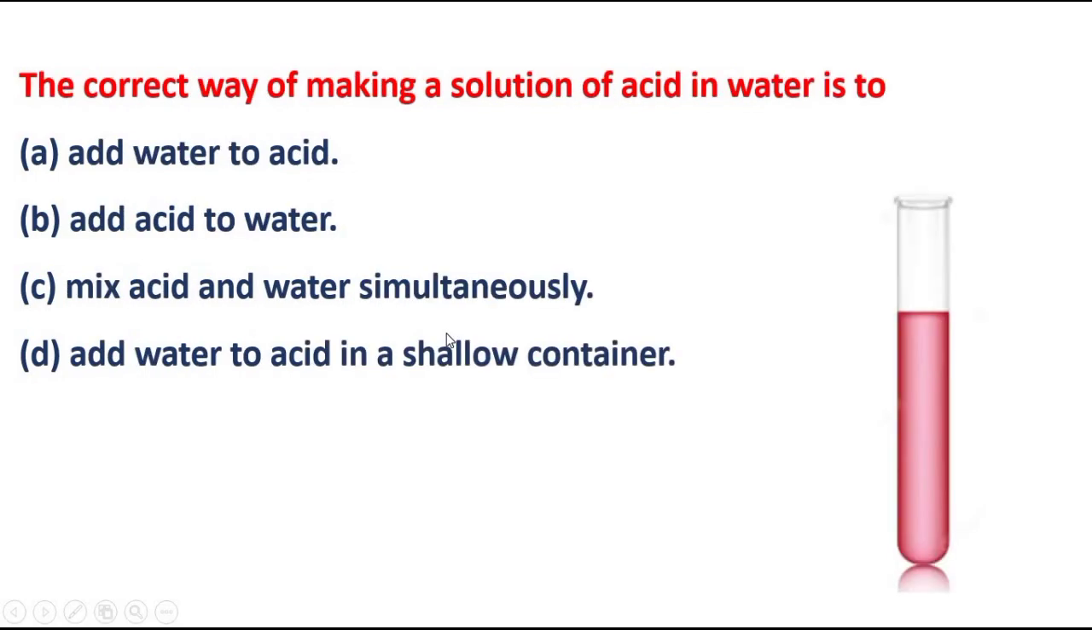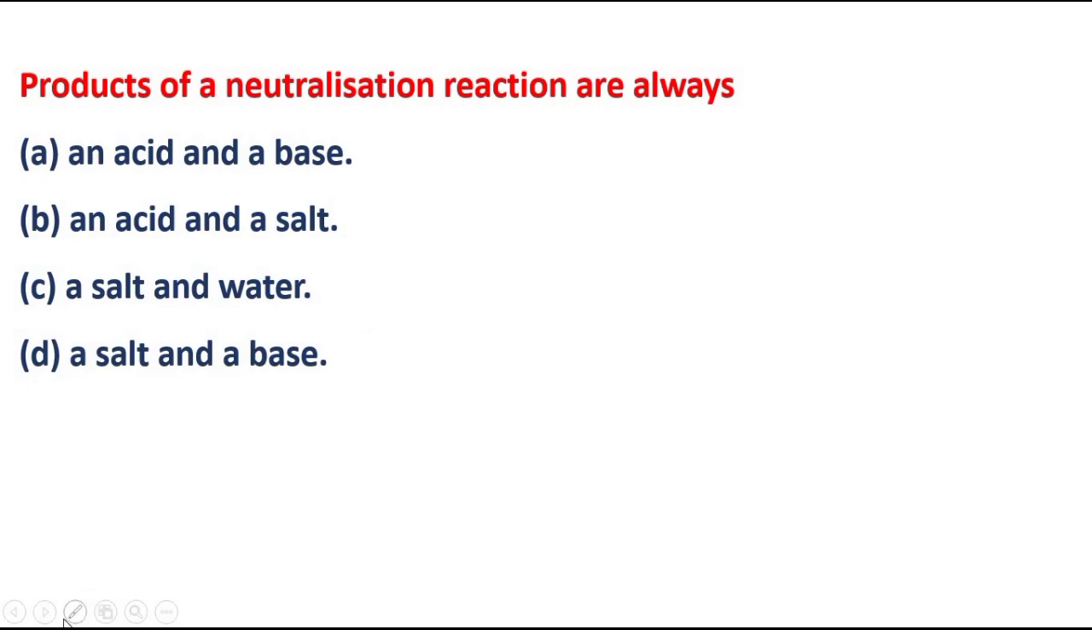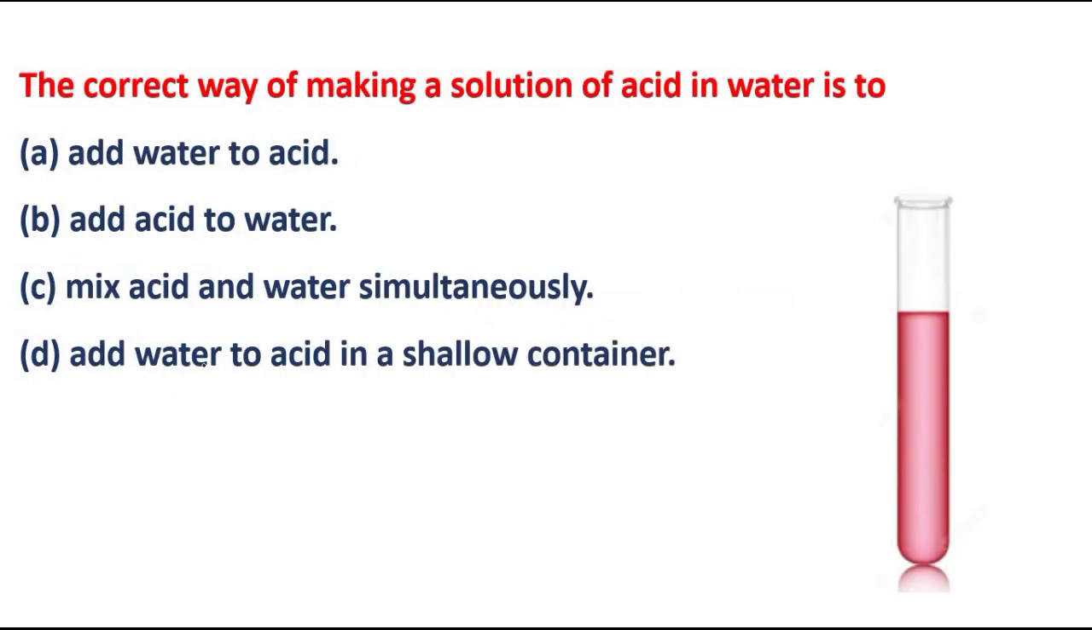Products of neutralization reactions are always. We know that the neutralization reaction is nothing but a chemical reaction in which an acid reacts with the base and in turn it produces salt and water, and also it releases heat during that process. Therefore, the correct answer for this question is salt and water. These are always produced during a neutralization reaction as a product.